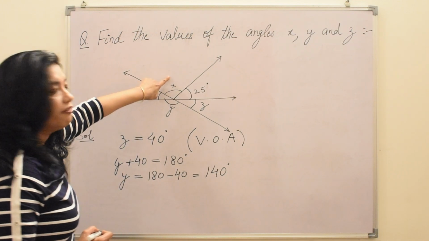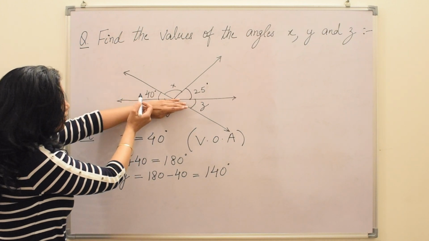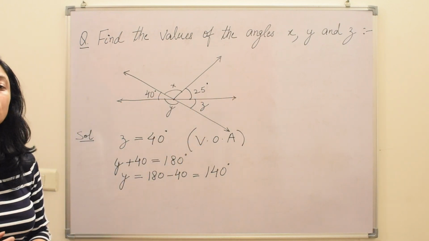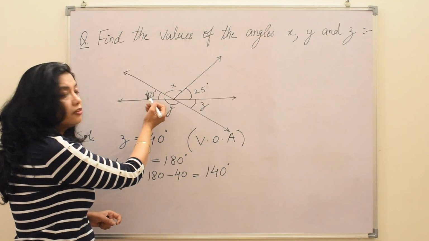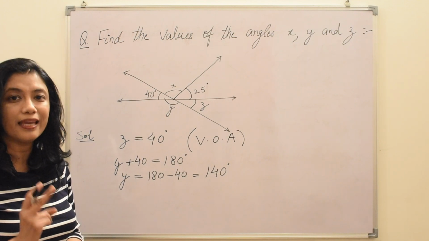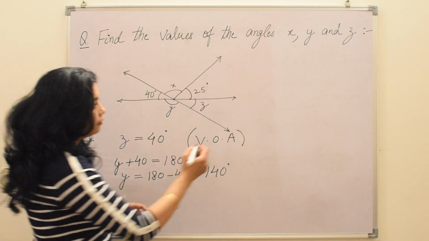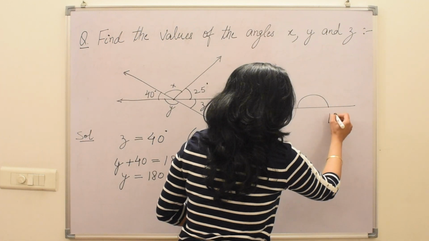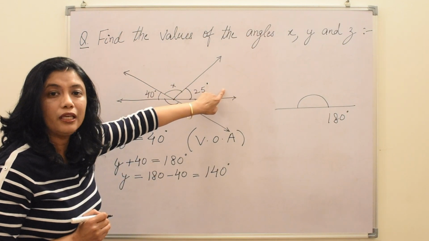Now we are to find the value of x. These three angles lie on a straight line. Angle 40, 25 and x, they are on a straight line. So angles on a straight line are equal to 180 degrees. This is not a linear pair because here there are three angles. Linear pair means two angles which lie on the same line. These are three angles lying on a straight line. We know the total angle on a straight line will always be 180 degrees. So the sum of all these three angles will be equal to 180 degrees.